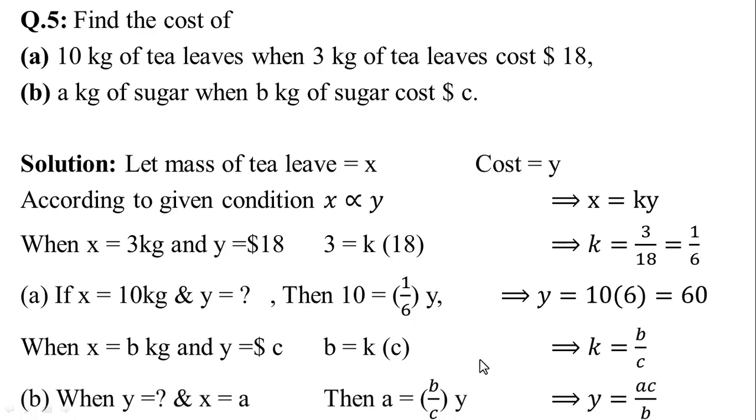Now we have Y as question mark and the value of X is A. Putting in the given relation, then A is equal to B upon C Y. The value C is divided, on the other side it will be multiplied, and B is multiplied, on the other side it will be divided. Then taking the reciprocal of the value of K, Y is equal to AC upon B.